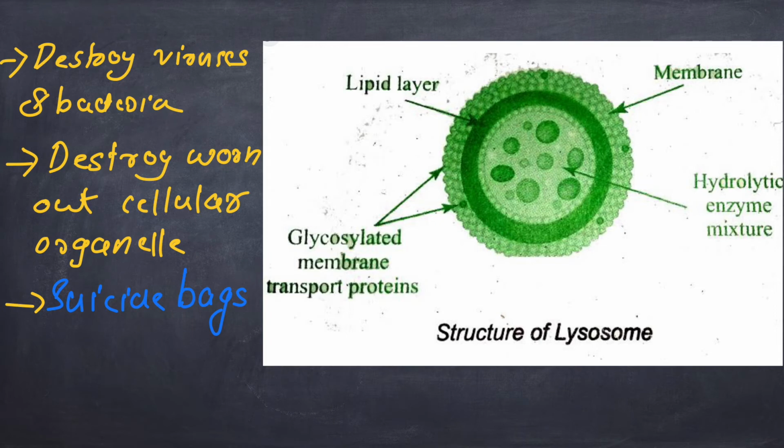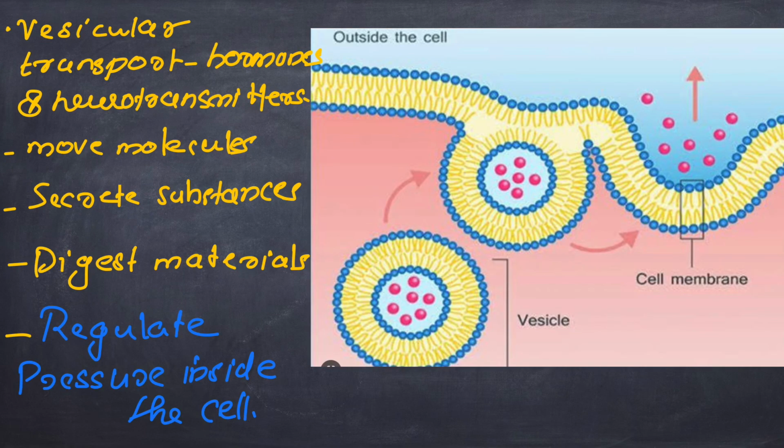This is lysosome, which is made up of a lipid layer and glycosylated membrane. Inside is a hydrolytic enzyme mixture. The main functions are it destroys viruses and bacteria that attack the cell, and it destroys burnout cellular organelles and organic debris, and it acts as a suicide bag. That means when a cell becomes damaged, the lysosome bursts and the enzymes digest their own cells.